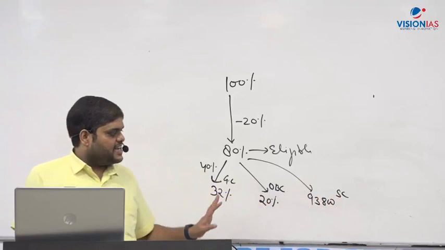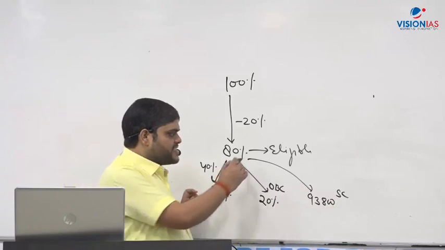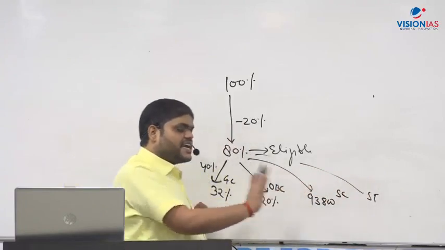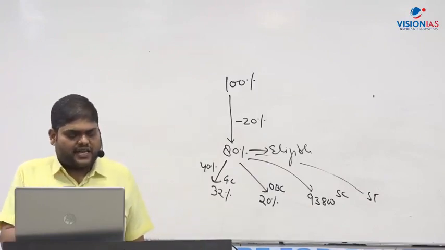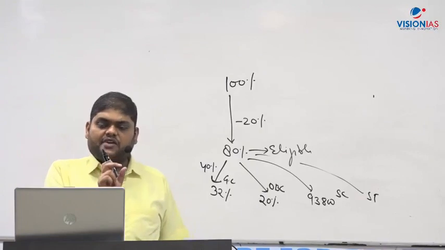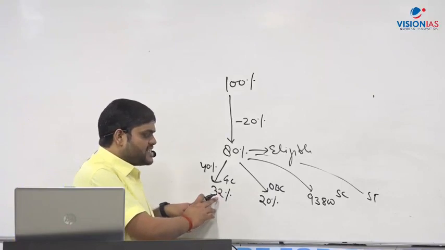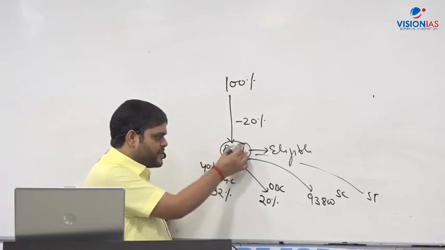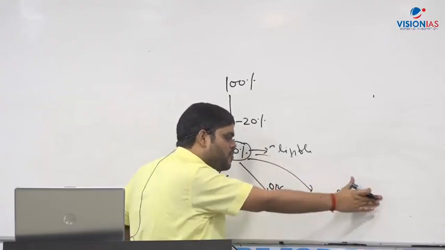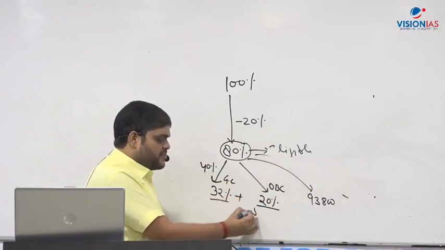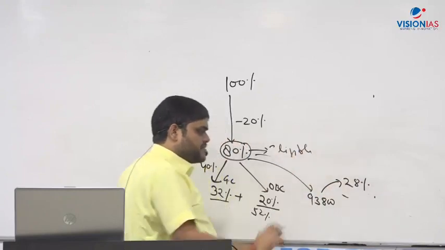Which 3 categories are there? General category, OBC category, SC category. Suppose if another category, ST category, is there, we cannot solve this problem. So the proper question should be, if only 3 categories are there, then we can solve it. How can we solve it? They are 32% out of 80%, they are 20%, so definitely you can add 52%. How much is left? That means 28%.